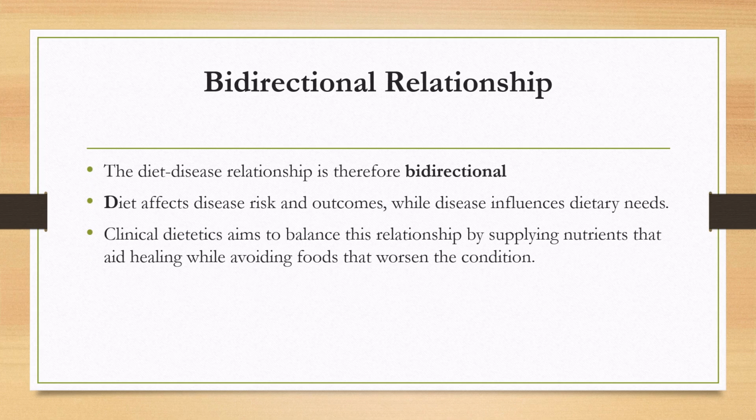Let's also look at the diet-disease relationship, which can be bi-directional. Diet affects disease risk and outcome, while disease can also influence dietary needs. Clinical dietetics aims to balance this relationship by supplying nutrients that aid healing while also avoiding some foods that can worsen the condition.